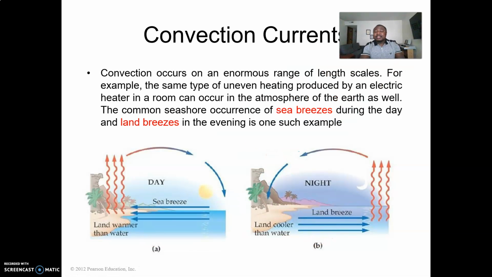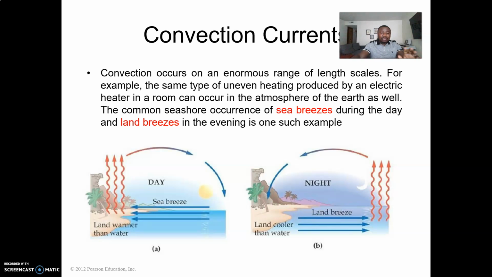Another thing we can see is that convection doesn't just happen on a small scale like heating up a room or cooking food or boiling water. It also happens on a large scale, like the atmosphere. Now we have two things that are very important when it comes to atmospheric conditions. We have what we call the sea breeze and we have what we call the land breeze. Now I'm going to explain. Part A is a sea breeze and part B is a land breeze.